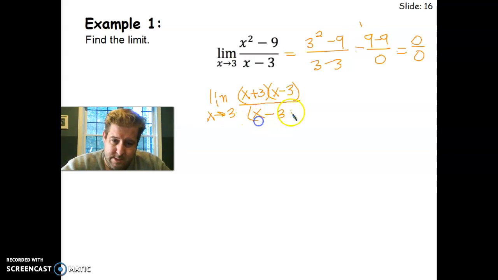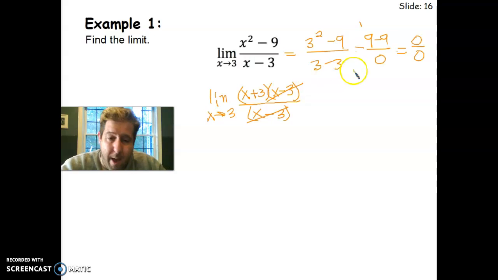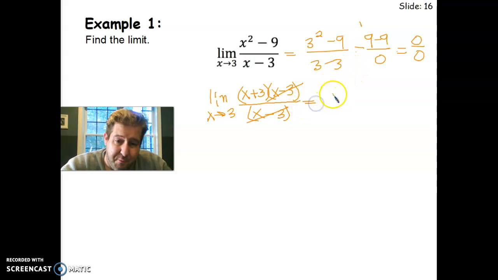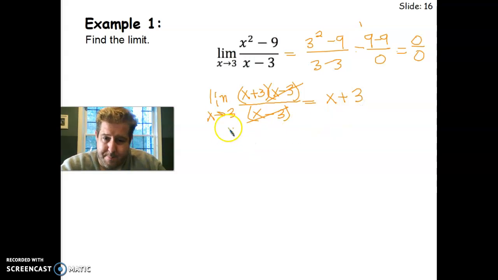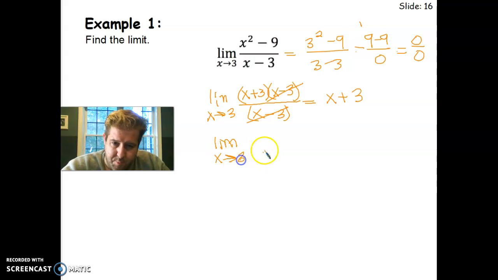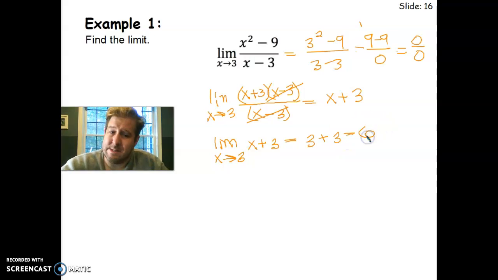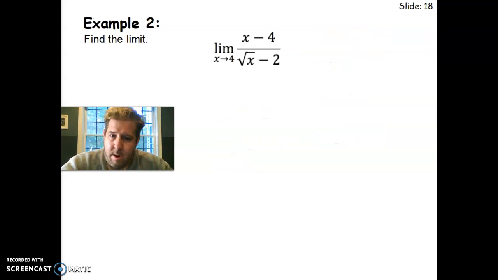And then what you notice is that we have a hole at 3. So this simplifies down to just x plus 3. So now we can say the limit as x is approaching 3 of x plus 3 equals, now I'm going to plug it in, 3 plus 3, which equals 6. 6 is the limit as x is approaching 3 from both the left and the right hand side. It is not discontinuous.